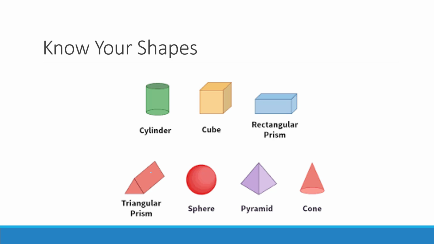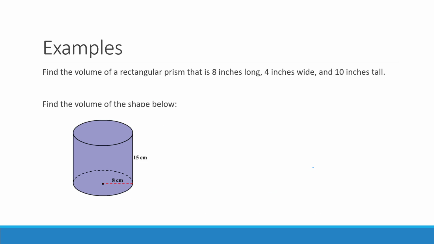A pyramid, so some people get triangular prism and pyramid confused. A pyramid always comes to a point at the top, so think about the pyramids in Egypt. And then a cone also comes to a point at the top, but it has a circular base, so think about an ice cream cone here. I'm only going to give you a couple examples of this because, again, the expectation is that you're using your formula sheet and you're plugging in what you're given to your formula in order to come up with your answer.